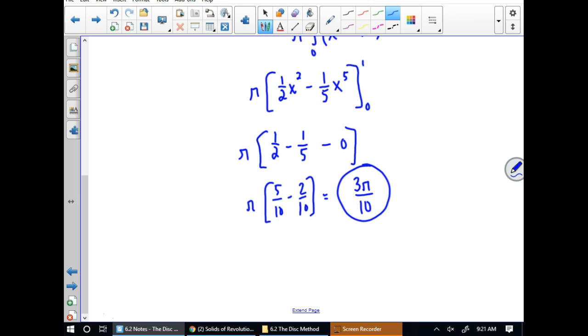So it's very similar to what we've been doing, but whenever we do our area, we've got to think outside radius and inside radius, right, Joe?